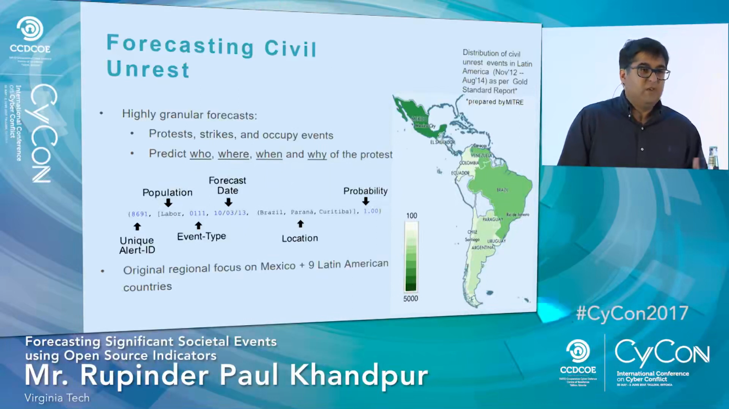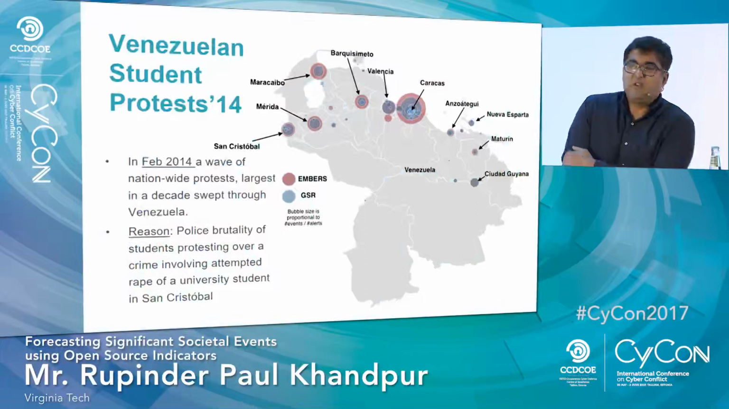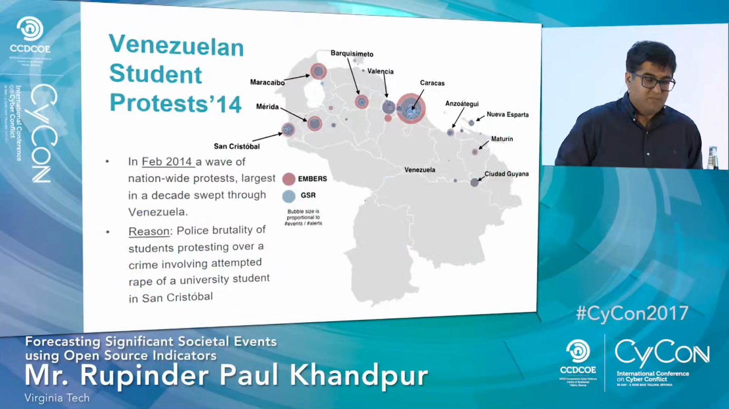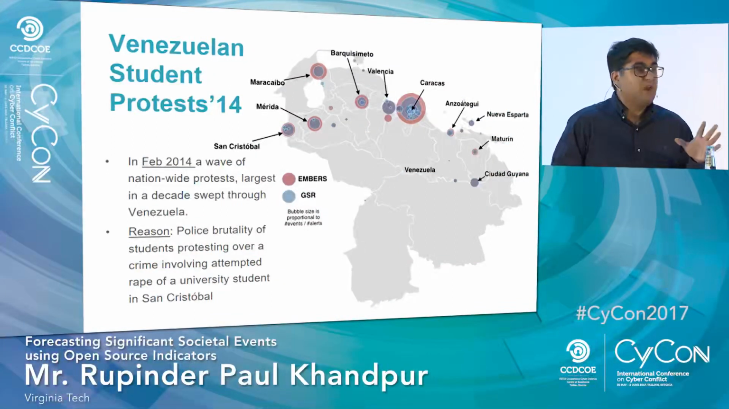And we initially started out with Latin America, right? And then we gradually covered North Africa and some Middle Eastern countries as well in the program. And one interesting case study that I want to share with you is the Venezuelan spring that we captured through Embers. And you'll see this red bubble indicates all the Embers alerts that were issued for that period, and the blue circles are the ground truth.